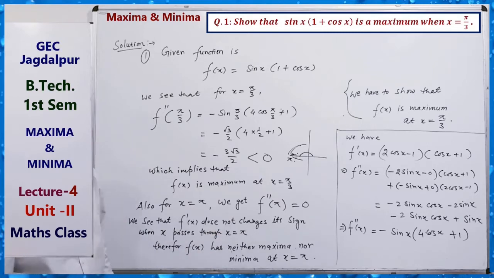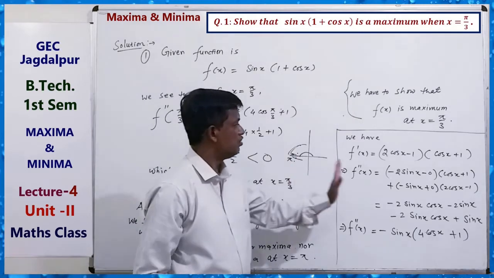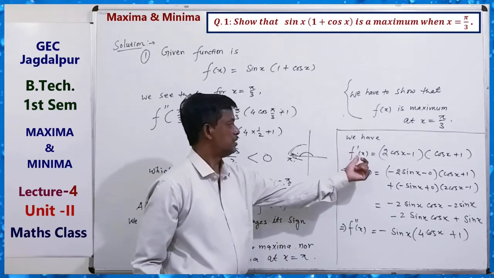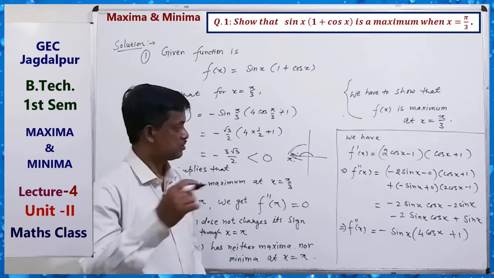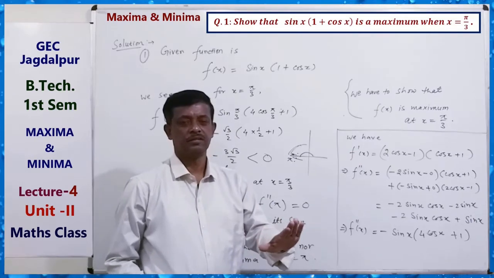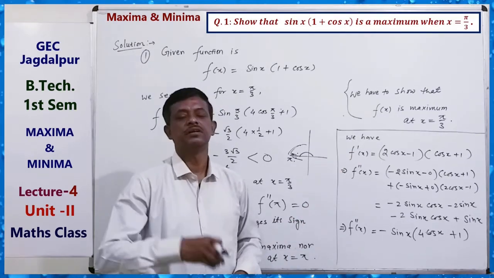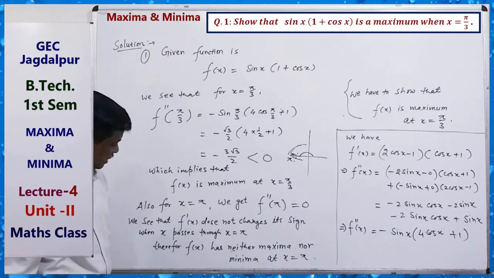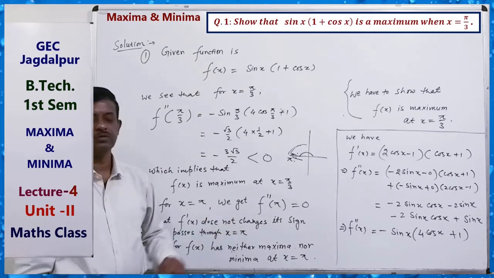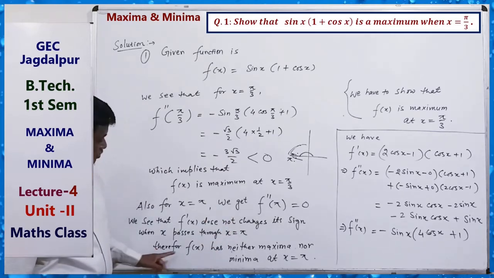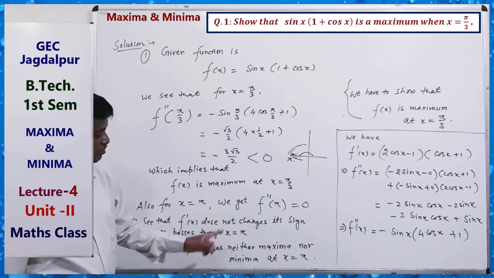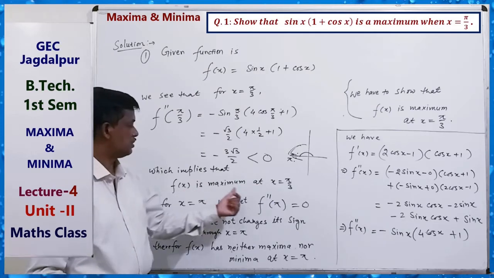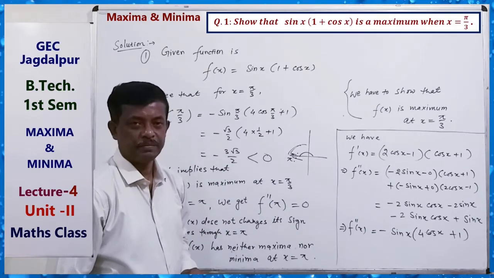It does not change. Just you can write that for slightly less value of pi, derivative f dash x is negative, and also for slightly greater than value of pi, f dash is also negative. So f dash x does not change its sign when x passes through x equal to pi. Therefore, f(x) has neither maximum nor minima at x equal to pi, and at x equal to pi by 3, f(x) is maximum. Okay.